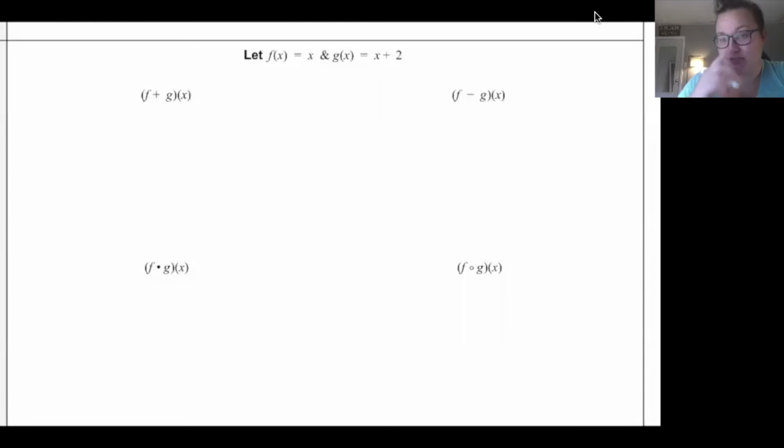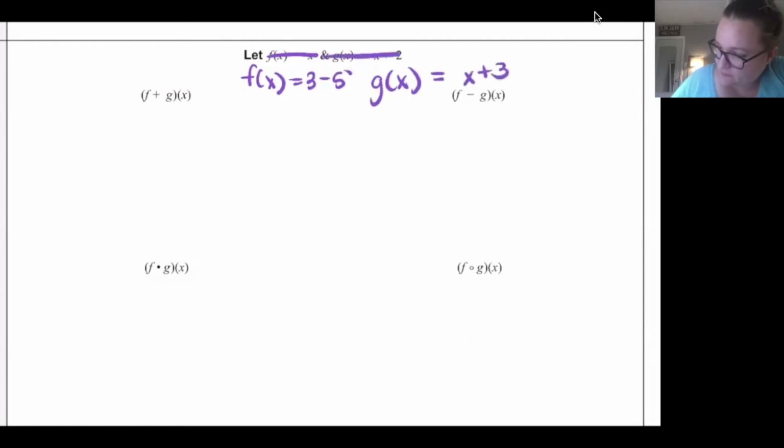So I actually need you to change the two equations for example 2. For example 2, we're going to let f of x equal 3x minus 5. And we're going to let g of x equal x plus 3. Sorry about that. I caught a little typo. It should be 3x minus 5. And then g of x is x plus 3. All right, so why don't you go ahead and try adding the two functions, subtracting them, multiplying them, and then plugging g of x into f of x. Go for it.